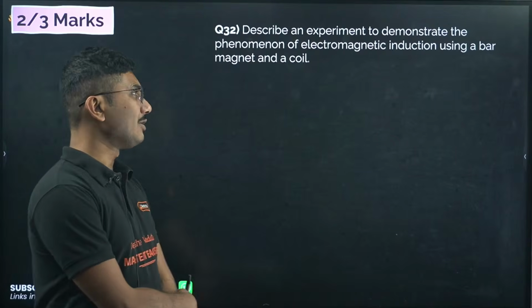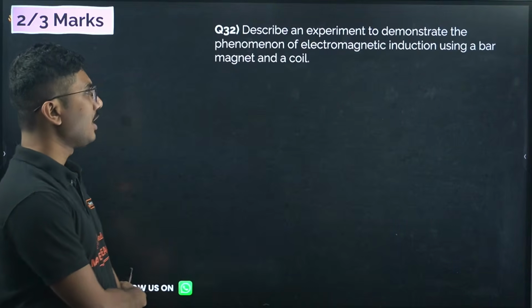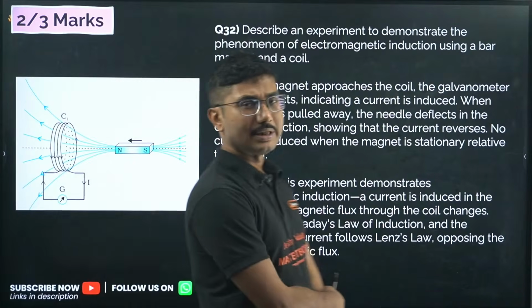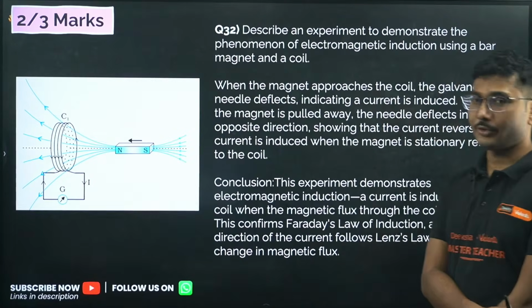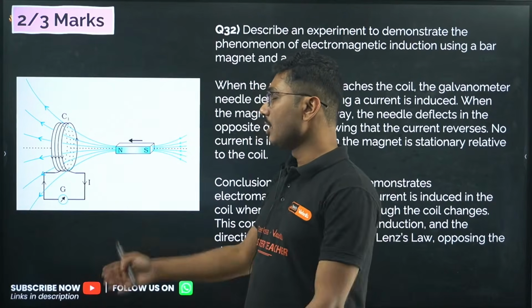Describe an experiment to demonstrate the phenomenon of electromagnetic induction using a bar magnet and a coil. Even though this is a very simple, easy question, it has come multiple times. Here the diagram is compulsory because it's an experimental demonstration.